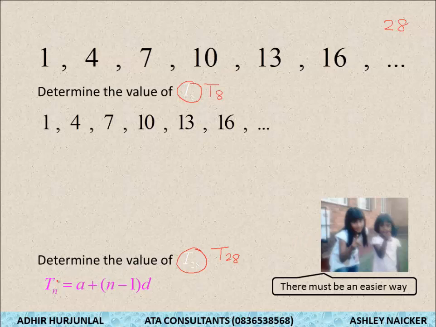The formula to determine the nth term of a sequence is given as A plus n minus 1 into d. This formula will be given to you in the formula sheet.